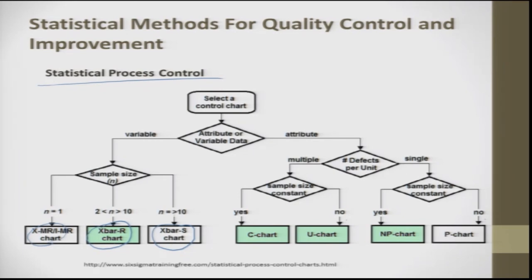When you try to do attributes, it is single attribute or multiple attributes. In single attribute, if the sample size is constant, it is an NP chart; if not, it is a P chart. If it is multiple, and the sample size is constant, it is a C chart; if not, we use a U chart. This is very, very important.